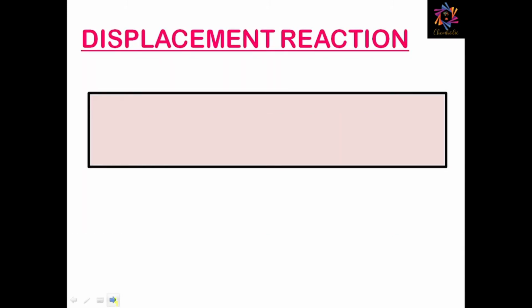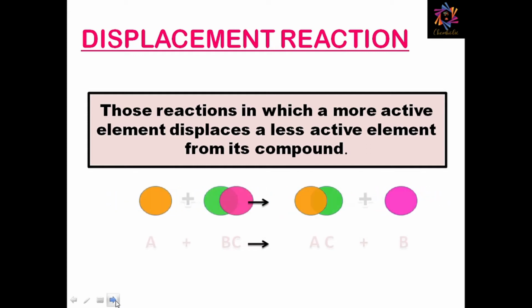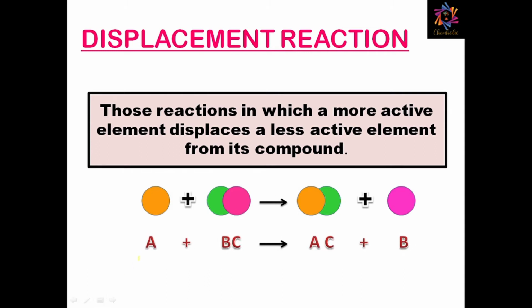The simple definition is those reactions in which a more active element, it could be a metal or a non-metal, displaces a less active element, again it could be a metal or a non-metal, from its compound. So diagrammatically, if we try to understand this, here you see A is one reactant, which could be a metal or a non-metal, and it is reacting with a compound which is nothing but a salt solution formed by two oppositely charged ions, positive and negative. Then they react with each other.